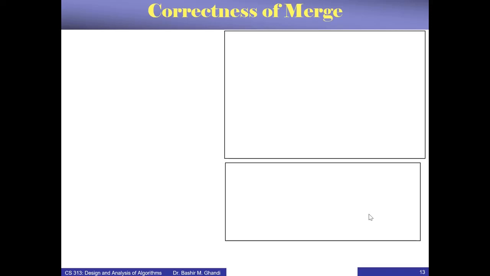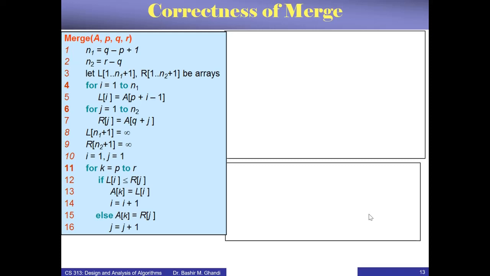The next step is to prove that this merge algorithm is actually correct. And we're going to do that using loop invariant. Okay, correctness of the merge. To prove the correctness of our algorithm using loop invariant, we have to first identify the loop invariant itself.